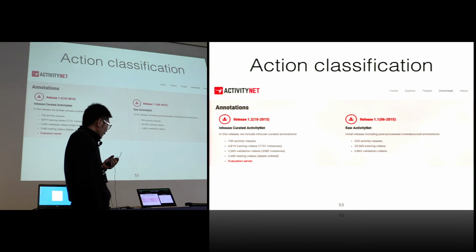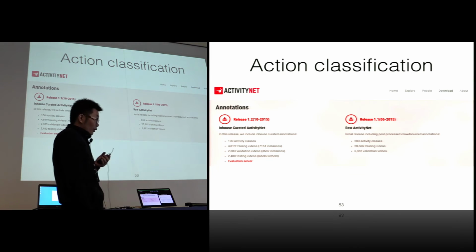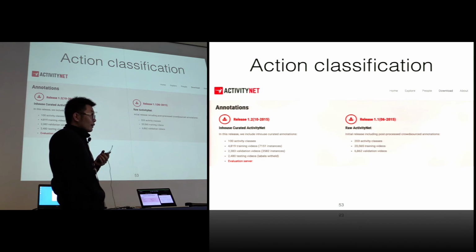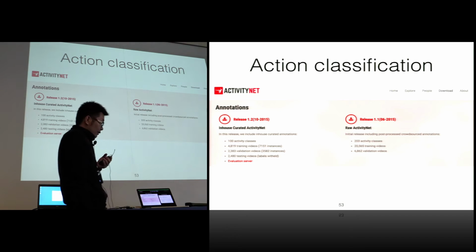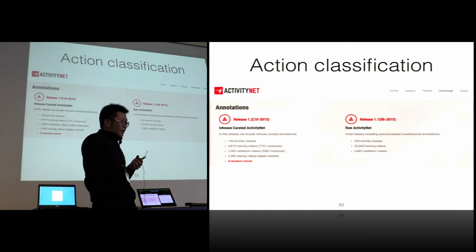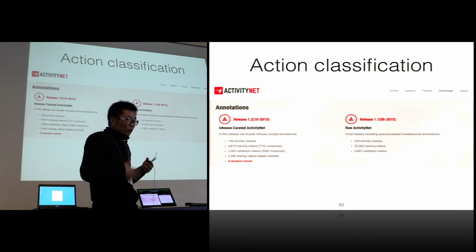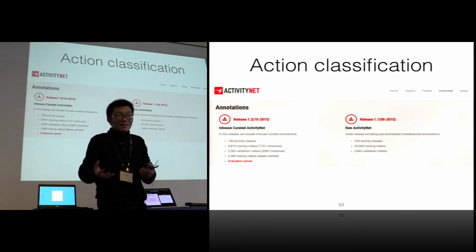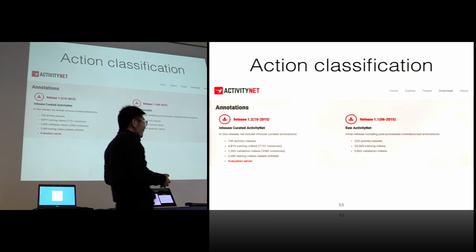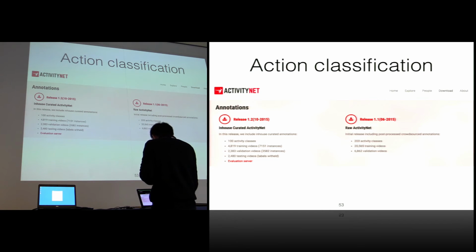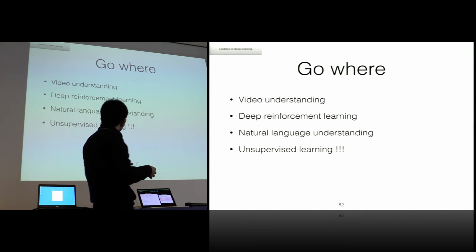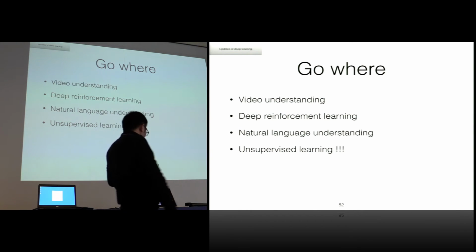This is the ActivityNet classification task, where you have thousands of videos. You want people to compete on classifying 100 different classes. This is very challenging because the data is terabytes, and training takes a very, very long time. So we really need advances from the HPC community to make training feasible. Also, deep reinforcement learning is very active, and natural language understanding.